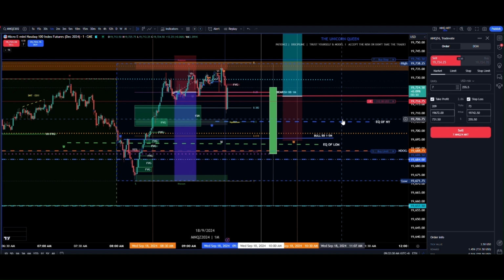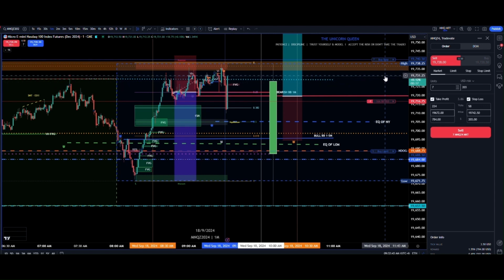Now, if you notice, we confirmed that 1 minute bearish breaker right at 9:31. There's a fair value gap aligned with it, which price is now in. And I was getting a little scared, but I wanted to see it play out. As long as we did not get a body close above the breaker high, I was good with it.